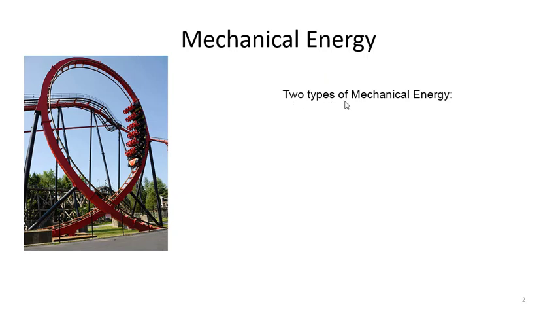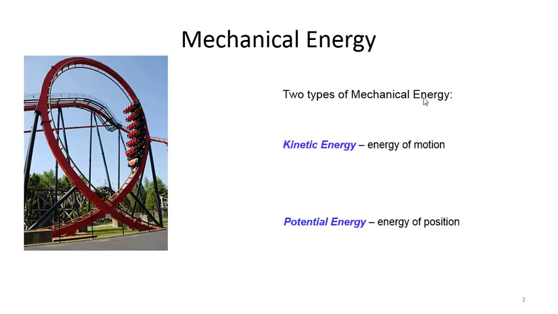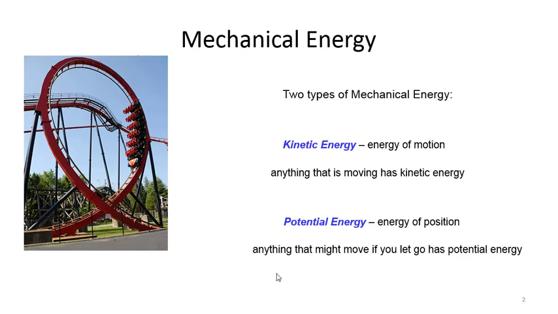So we say that there are two types of mechanical energy. One is kinetic energy, and we talked about that a lot last week. That's the energy of motion. This week we're going to focus more on potential energy, which we call the energy of position. Just to remind you, anytime something is moving, it has kinetic energy. Now we can think about potential energy. A nice way to define that is anything that might move if you let go has potential energy.